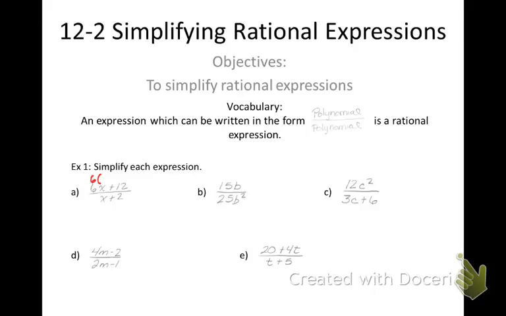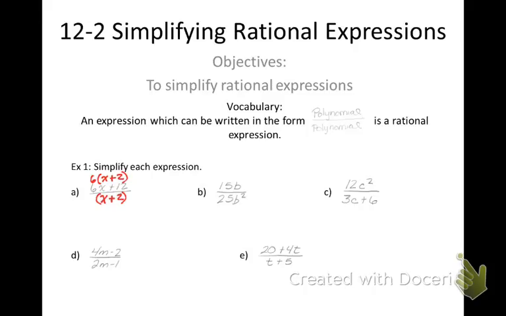Notice I put a parenthesis afterwards. What's left over? X plus 2. Please put a parenthesis around x plus 2 on the bottom. All right. Do we have any numbers on the outside of the parentheses that can be reduced? 6, but is there a number on the bottom that can be reduced to 6? No, so that will be left.